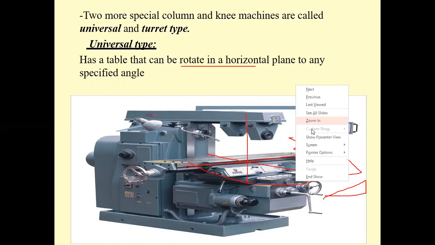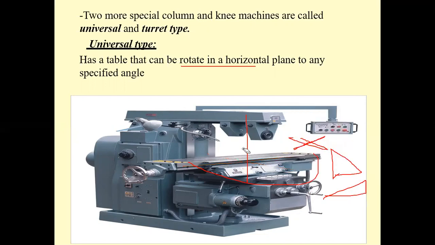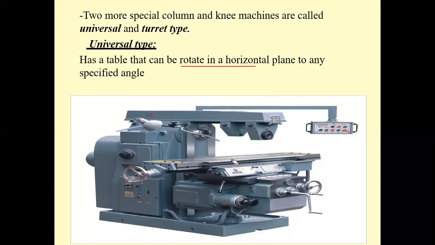In this, you can not only make flat surfaces, you can even make inclined or angled surfaces. Whereas in the previous plain type milling machines, you cannot make any inclined planes. You can make only horizontal or vertical surfaces. But on this universal milling machine, you can make any kind of inclined surfaces, and any kind of curved surfaces can also be machined.